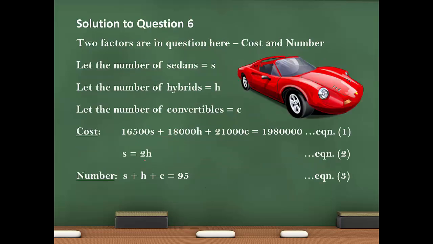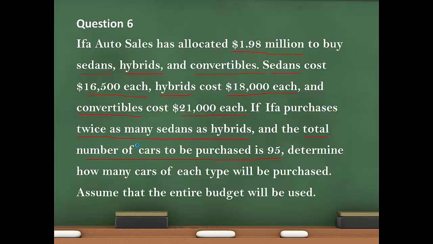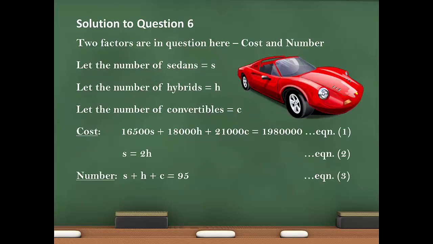Then the next one is now total number of cars to be purchased. S plus H plus C is 95. That gives you equation 3.